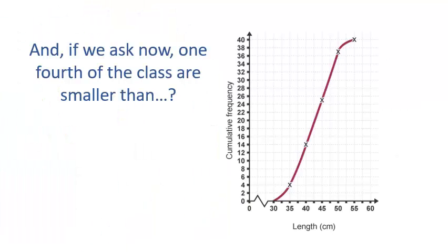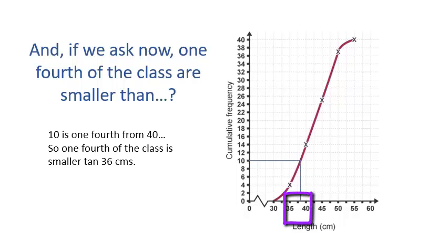And if we ask now, 1/4 of the class are smaller than what? We should calculate how many students are in 1/4 of the class. That means 40 over 4 equals 10. We enter from the frequency line and not from the length line. From 10 students to the right until we reach the curve, and then go down. We may see that the result is 36 centimeters.